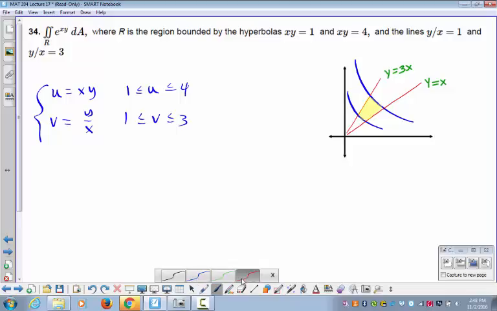I'm not really following why y over x goes from 1 to 3. Right, y over x is 1, and then y over x is 3. So y over x is trapped between 1 and 3. If we look at the equations, we see that y over x is going from 1 to 3 in there.